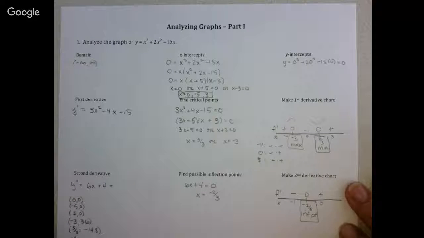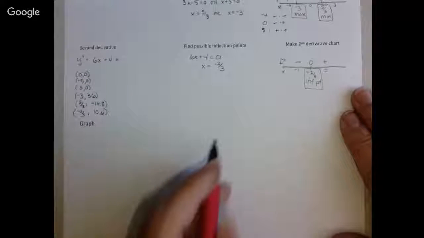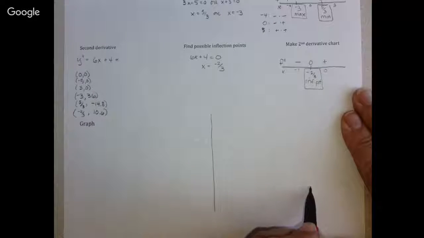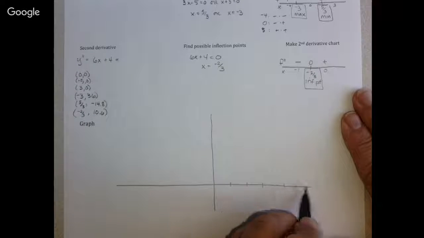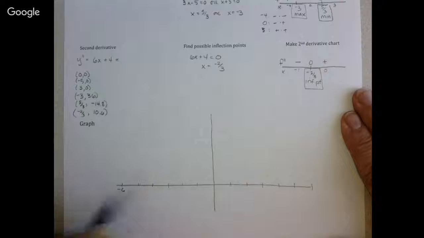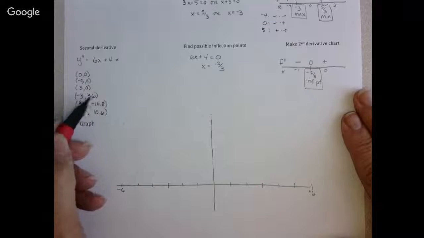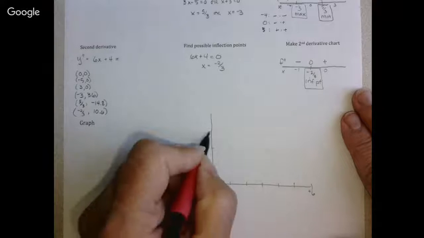And if I plug negative 2/3 into the original function to find the y value, I find that that y value is about 10.6. All right, so let's graph this thing. My axes are going to have different measurements on them. My x's are all between positive 5 and negative 5, so we'll just go from negative 6 to positive 6. My y's, though, range from about negative 20 to 40. So let's do 10 for each of these ticks. 10, 20, 30, 40.